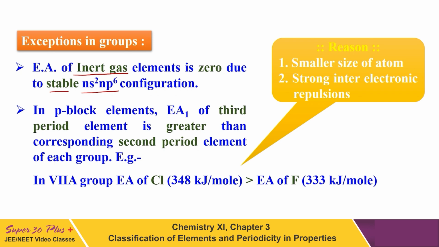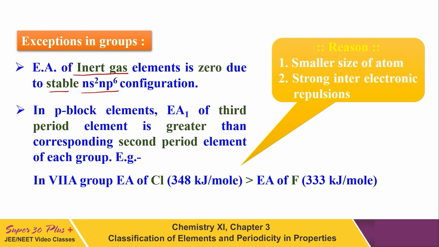So definitely it repels the coming new electron, and that is the reason why, when you try to add an electron to the inert gases, their electron gain enthalpy is highly positive. A large amount of energy is absorbed if you try to add an electron to the inert gases because they are not ready to gain an electron.